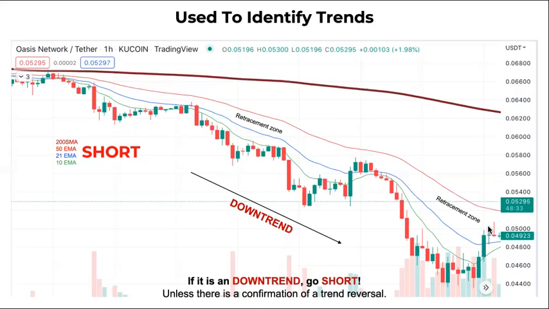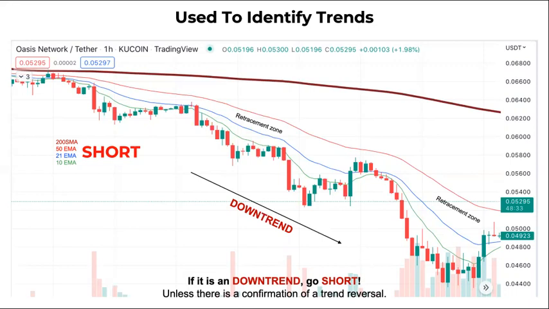All right. So that's the first way to use moving averages, to identify your trends, whether it is a downtrend or an uptrend.